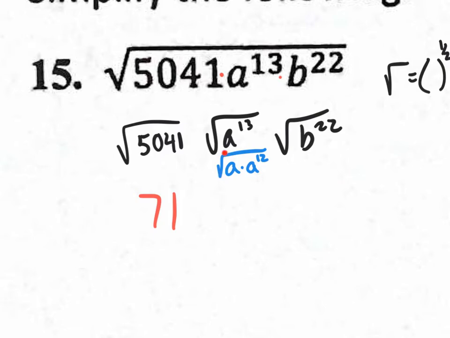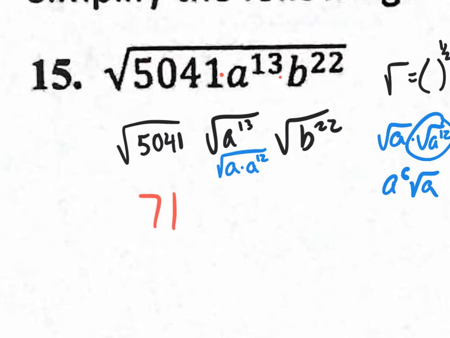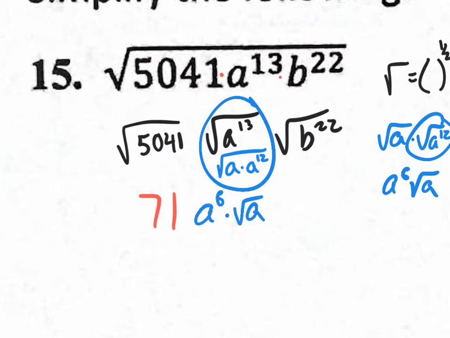And if you were to split this square root to the a and to the a to the 12th, you would have, let me actually show my work over here on the side. The square root of a times the square root of a to the 12th, this becomes a to the 6th, and the square root of a is going to stay the square root of a. So this middle term right here is going to be rewritten as a to the 6th times the square root of a. So we really have 71 times a to the 6th times the square root of a.